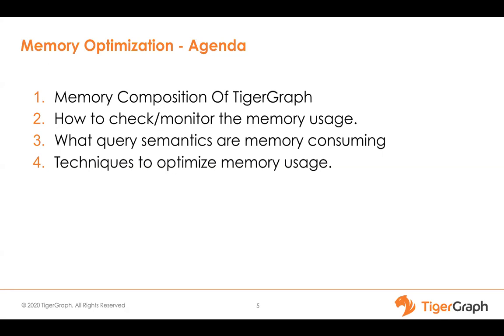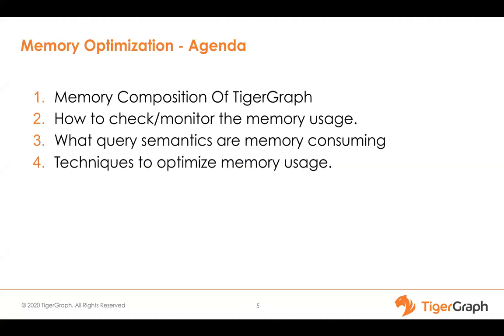In today's talk, I will cover four topics. The first one is the memory composition of the TigerGraph system. Then I'll talk about how to check and monitor memory usage. Next, I will talk about the operations or query semantics that can result in very large memory consumption. And at last, I will talk about techniques to optimize memory usage. What to do if your query really consumes a lot of memory? What can we do to mitigate this situation?